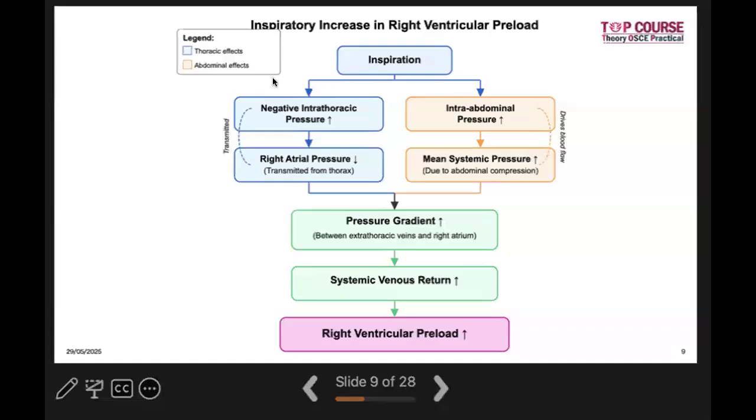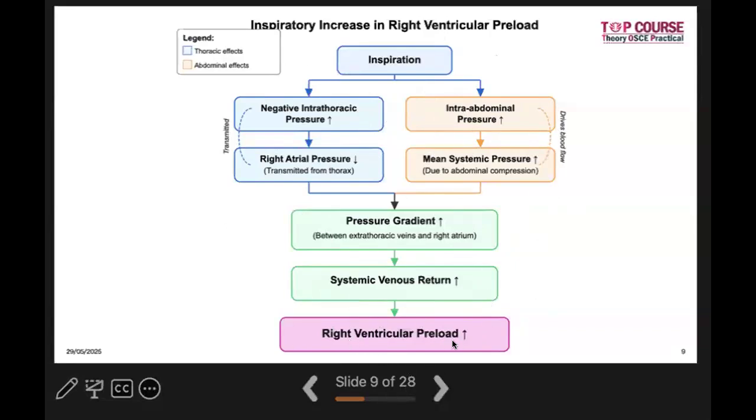Whenever there is a negative intrathoracic pressure, because the heart is also inside the thorax, the right atrial pressure also comes down. And at the same time, we saw there is an increase in the intra-abdominal pressure because of the diaphragmatic descent. This in turn pushes the unstressed volume to the stressed volume and increases the venous return. So overall, there is an increase in the pressure gradient, an increase in the venous return, and an increase in the right ventricular preload. From the right atrium to the right ventricle, there is an increase in the right ventricular preload.